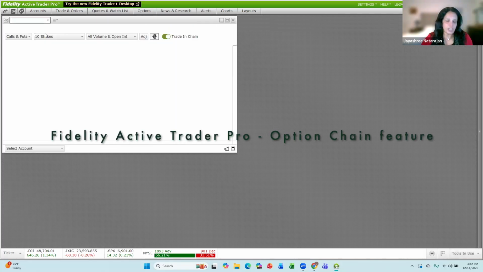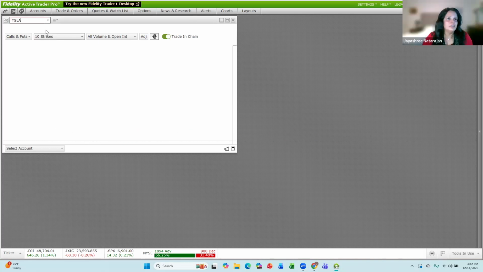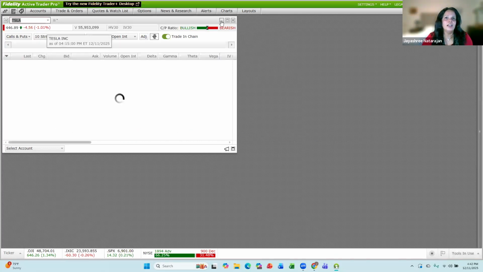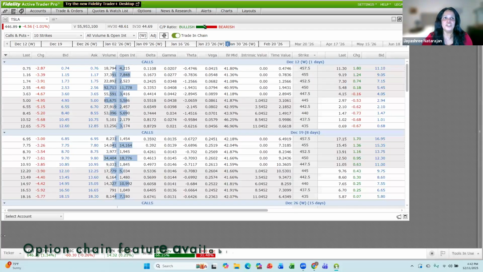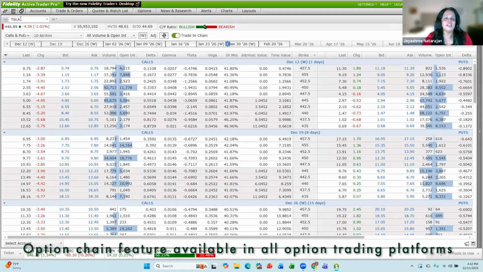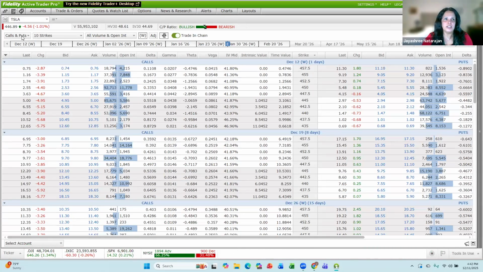So if you go into the option chain, give me a ticker. How about Tesla? I love that. Okay, let's put Tesla. Then as you can see, the options chain. And what you see here is Tesla as the ticker symbol. This is the current price, volume, and then all of these things, bullish, bearish, and all that is here.